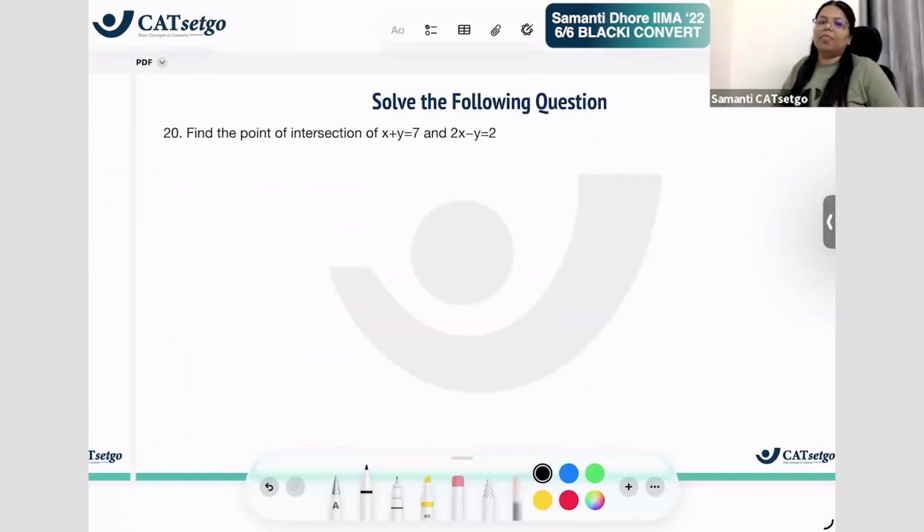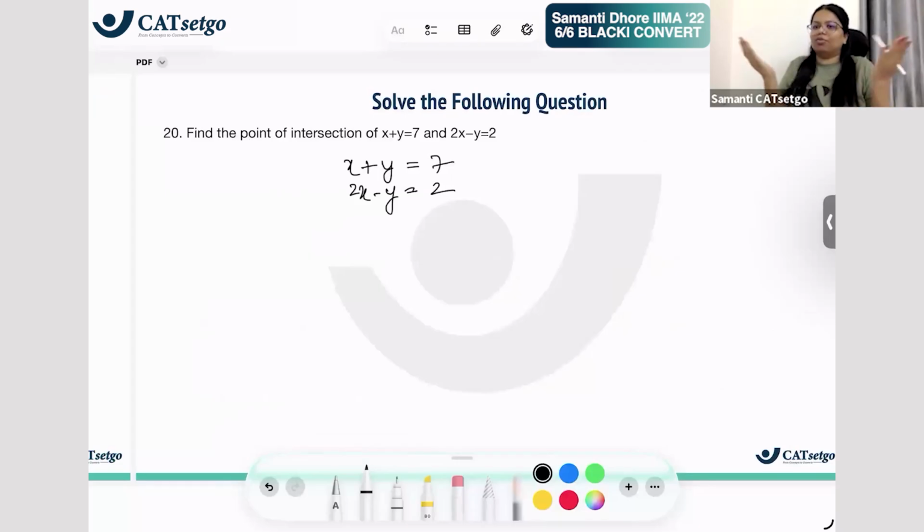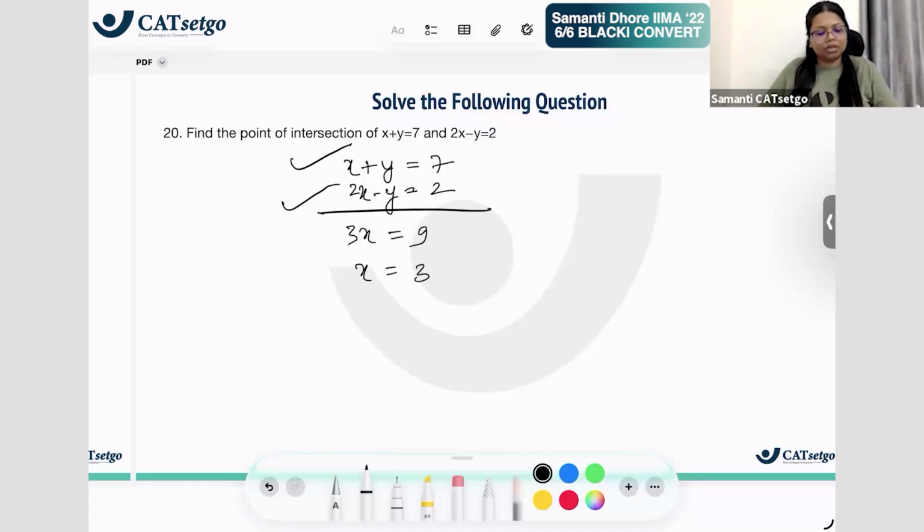Now, this question. Find the point of intersection between these two lines. These are two random lines, they are intersecting. So at what point are these two lines intersecting? What is the way to find this? The way to find it is to understand that whatever point these two are intersecting, that point belongs to this line as well as this line, right? So if this point belongs to both the lines, it means the values of x and y will satisfy both the equations. It means we can solve both the equations simultaneously. So you're just supposed to solve this simultaneously. This becomes 3x is equal to 9, so x is equal to 3, then y is equal to 4. So (3, 4) is the point where both the lines are intersecting.